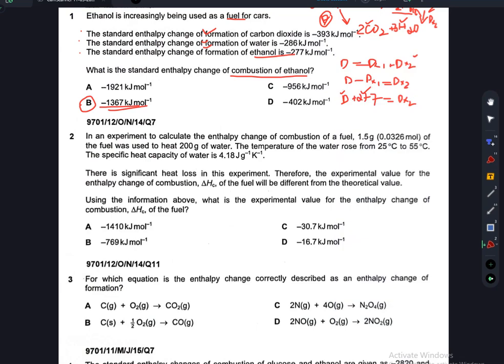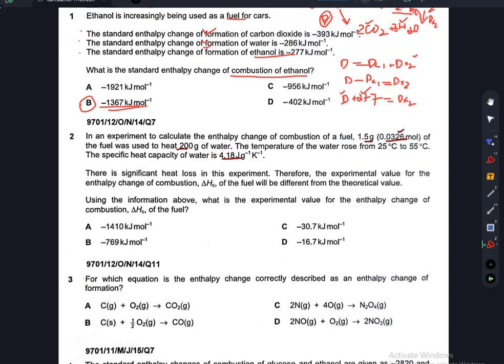Okay. In an experiment to calculate the enthalpy change of combustion of a fuel, 1.5 gram. Oh, so it's already given us the moles. Nice. Of the fuel was used to heat 200 grams of water. The temperature of the water rose from 25 degrees C to 55 degrees C. The specific heat capacity of water is 4.18 joule per gram Kelvin. There is a significant heat loss.